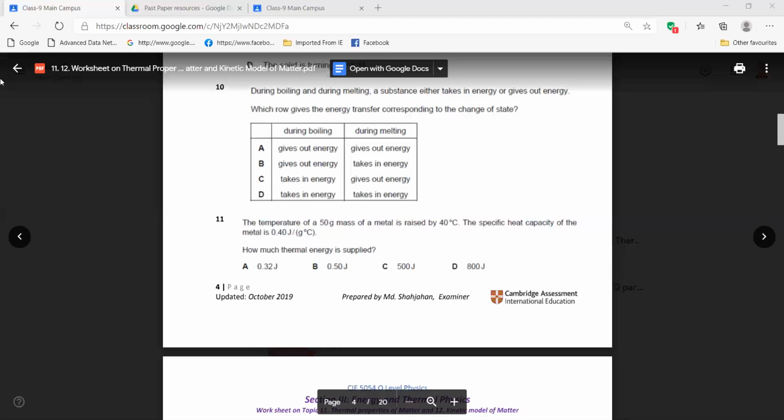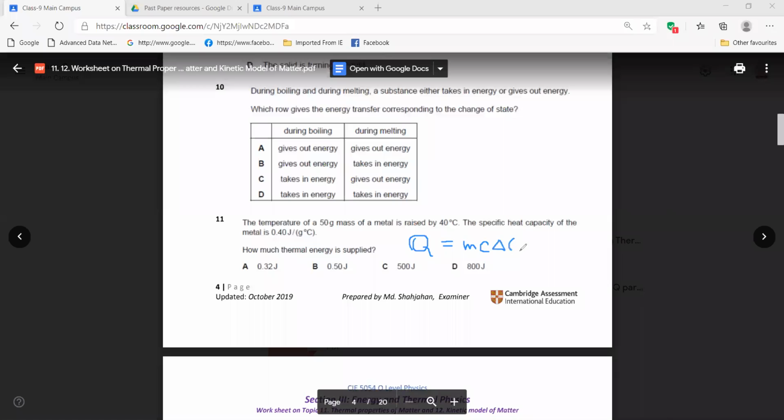So what is the formula? First, write Q equals MC delta theta. Okay, very good. Q equals M C delta theta, we can directly write it, right?